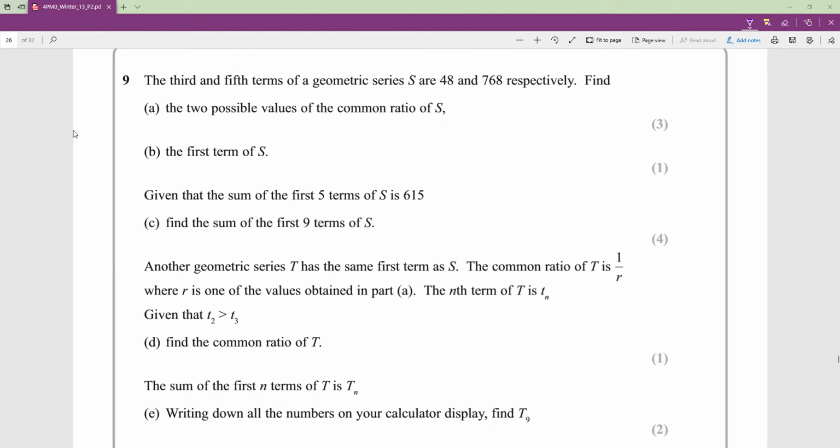Goodness, okay, so this is a question about series. I am more confident with series than I am with vectors, to be honest, because vectors is something that I haven't done in a while, but I'm still quite happy with how I answered that question. The third and fifth terms of a geometric series S are 48 and 768 respectively. Find the two possible values of the common ratio of S.